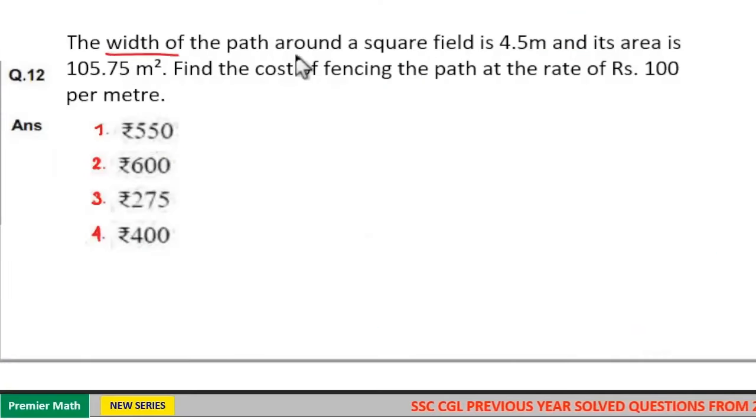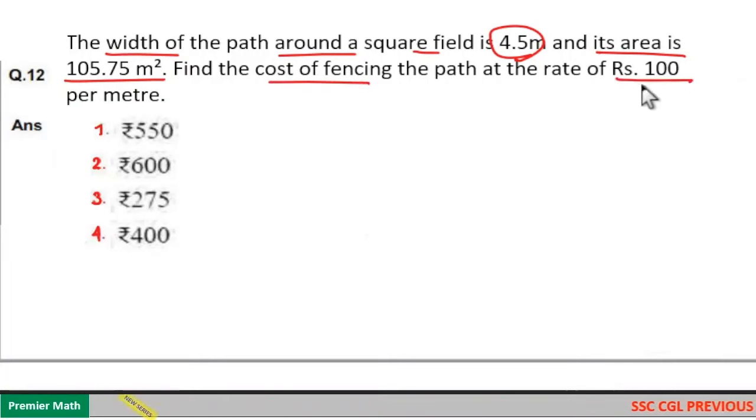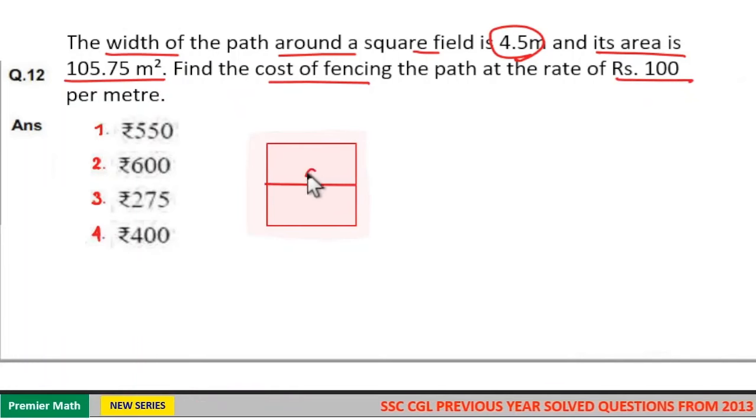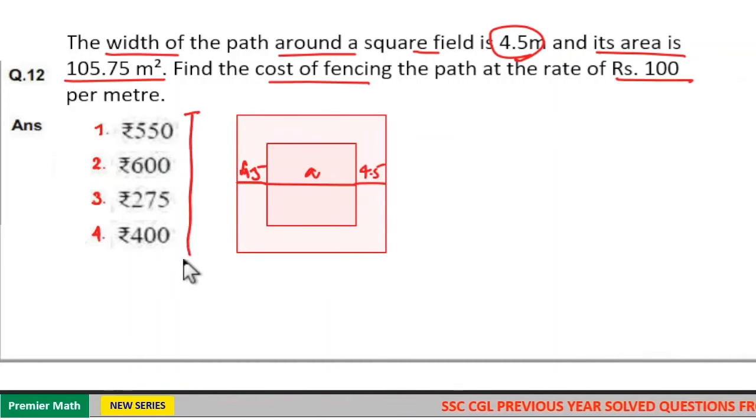The width of the path around a square field is equal to 4.5 meter and its area is 105.75 meter square. Find the cost of fencing the path at the rate of rupees 100 per meter. Here, this is the ground. Consider ground width as a meter. Now, this is the path surrounding the ground and path width is equal to 4.5 meter. This is also 4.5 meter. Now, side length of this largest square is equal to a plus 4.5 plus 4.5, that is a plus 9.